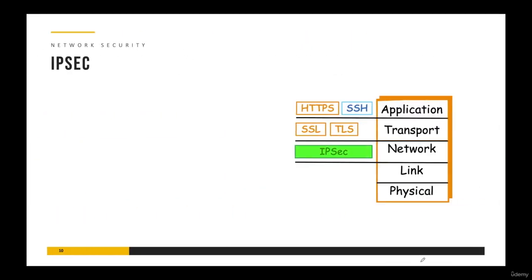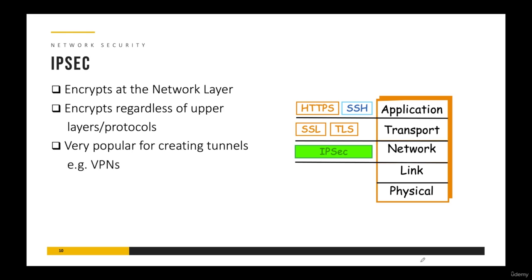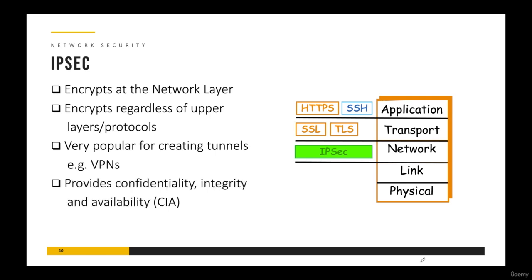As we discussed, IPSec is a network layer solution, which basically means that it encrypts at the network layer, and it encrypts regardless of the upper layers. So even if you're encrypting data using HTTPS/TLS, if you're also using IPSec, it's going to encrypt that whole thing once again. So it works independently of the upper layers, and it operates at the network layer. IPSec is very popular for creating tunnels, and one of the biggest uses for IPSec is in VPNs, or virtual private networks. Now, IPSec provides CIA: confidentiality, integrity, and availability.